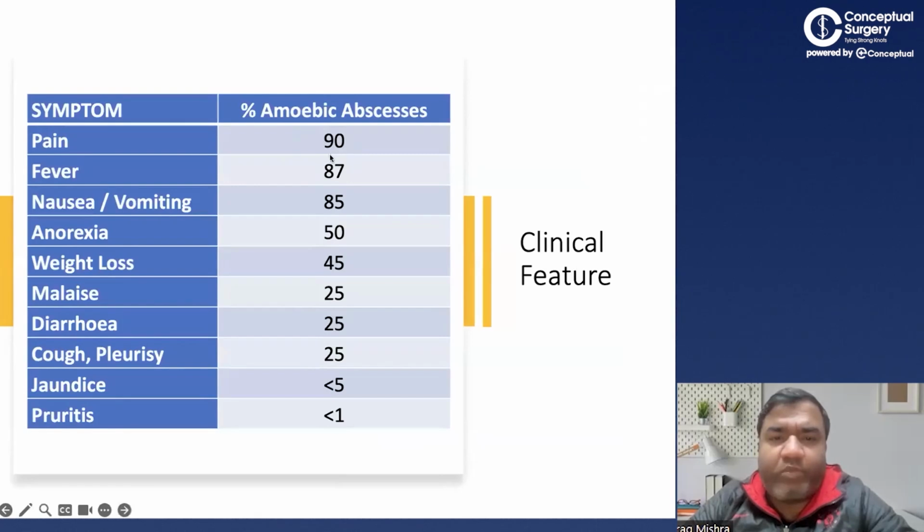If we talk about symptoms, most of the patients will present with pain, 90% of them, and fever, nausea, vomiting. These three symptoms are the prominent presenting complaints. They may or may not have anorexia, weight loss, malaise. Some history of diarrhea might be present in a few cases, but do not depend on it to clinch the diagnosis. Also, if there's pulmonary involvement, the patient can have cough or pleuritic pain. Also, rarely, the patient can have jaundice.